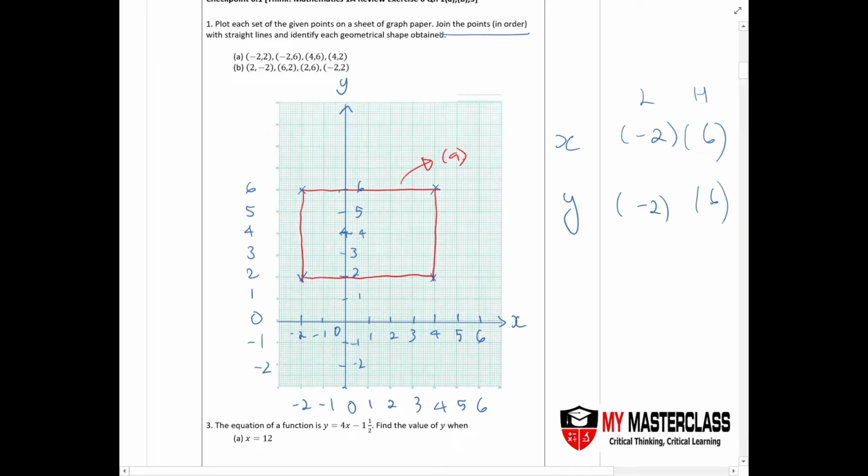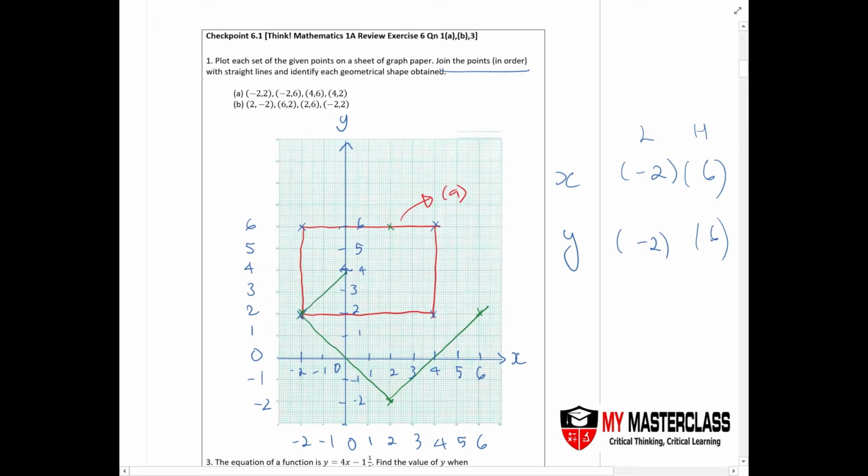Then let's look at part B. Let me use green in this context. You have (2, -2), 1 point here. You have (6, 2), so you have another one here. You have (2, 6), so you have 1 here. Then you have (-2, 2), so you have (-2, 2) here. So what does this tell you? It tells you that this is this way. You have 1 here, 1 here, and then another one here.